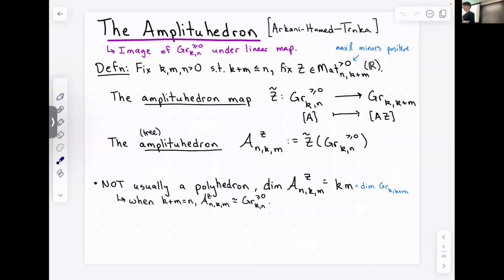So what I'm doing here is taking some curvy thing, hitting it with a linear map, and the image is going to sit in another curvy space. So it's not usually linear at all. It's not a polyhedron. The amplituhedron is full dimensional in its ambient Grassmannian. So it's k times m dimensional.